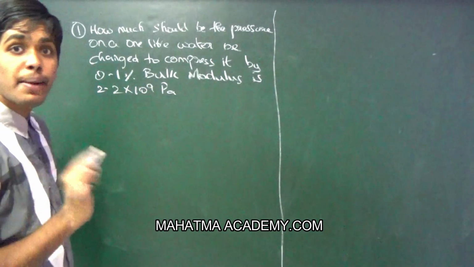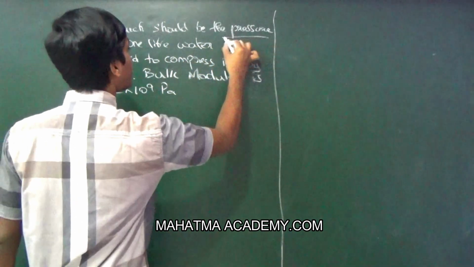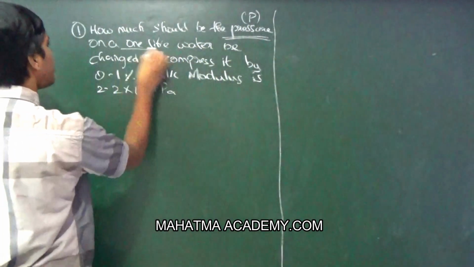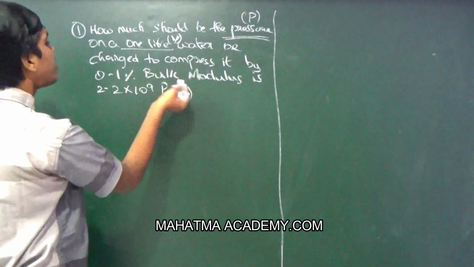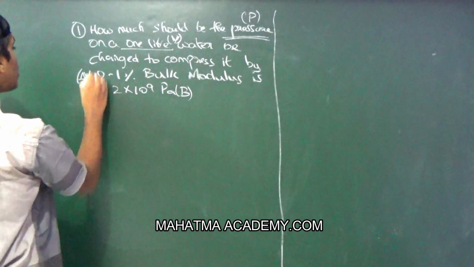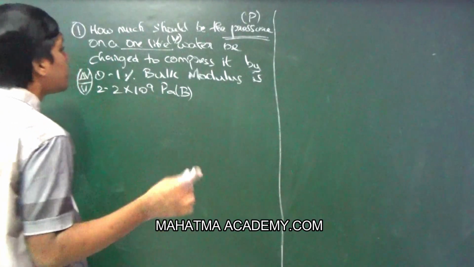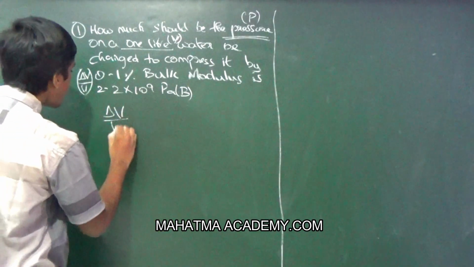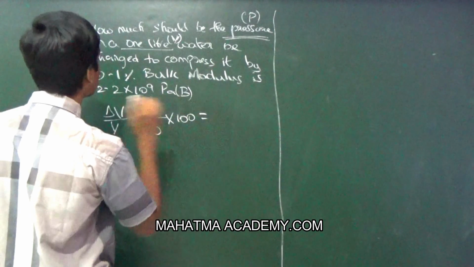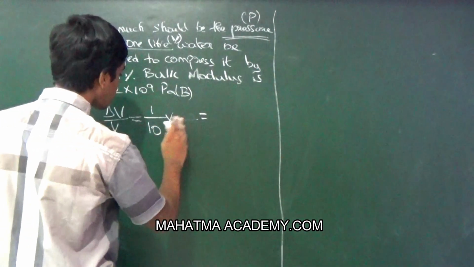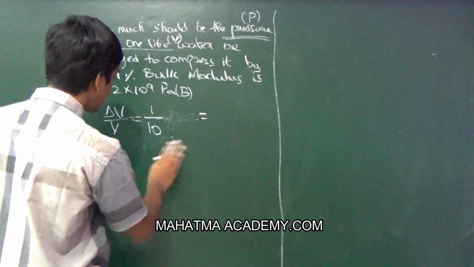Now there is a simple trick. Here we have to find out the pressure P, here it is volume, here it is bulk modulus, and they have given the delta V upon V. If they have given the initial volume as 1 liter, the simple trick is that delta V by V is equal to 1 by 10 into 1 by 100. So it will become 1 by 1000.